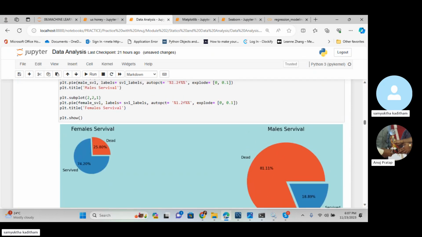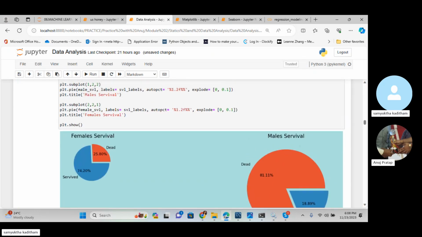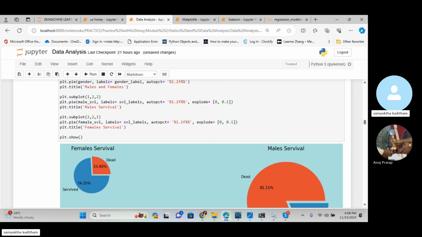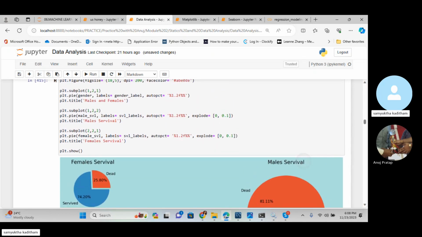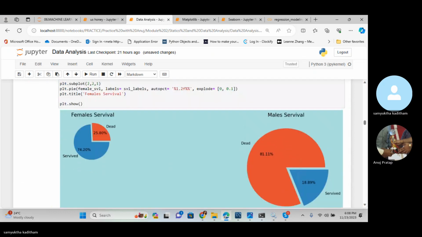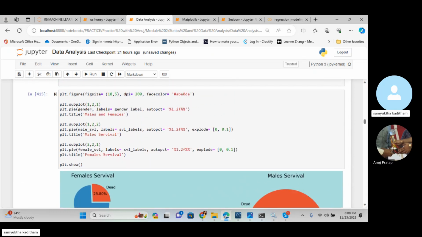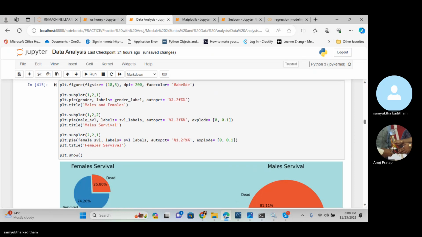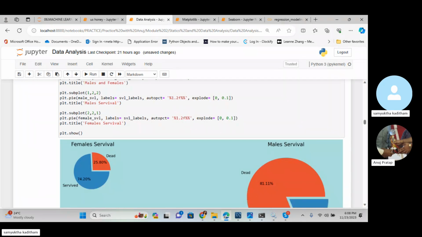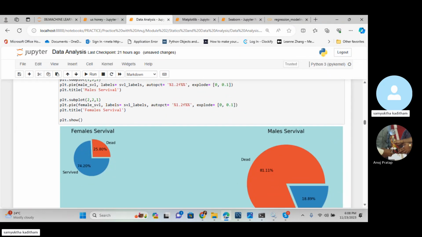Something happened, but there is no male female category. It gave only two plots. So how do we get it in the second row? How do we get it in the second row?